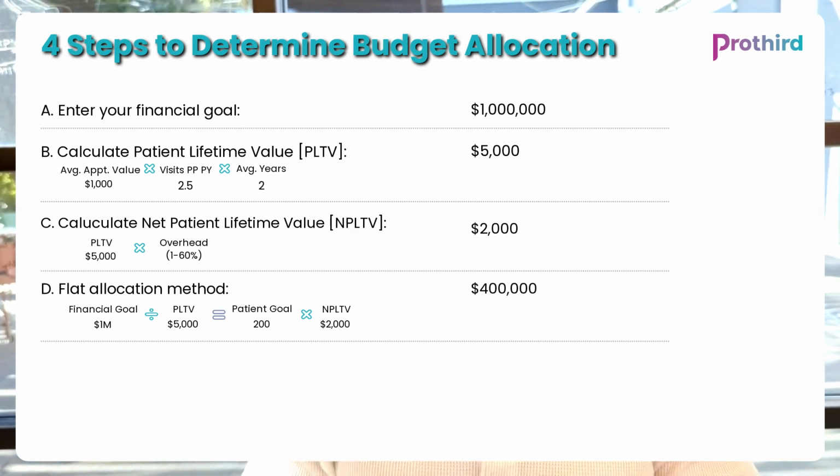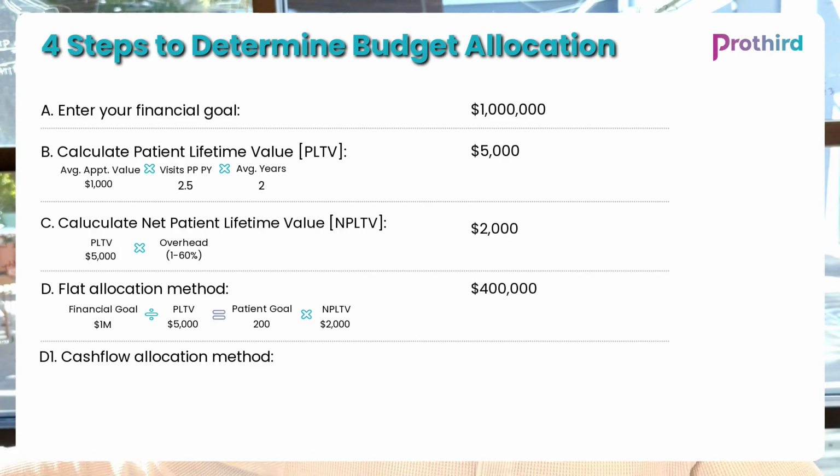All right, so now the second one, the cash flow based allocation method. So this is going to be for somebody who doesn't have unlimited runway or a long runway when it comes to their finances. The practice is going to be reliant on getting that money back within a certain time period in order to sustain the marketing strategy. All right, so it's going to be very similar to the flat allocation method with some slight tweaks.